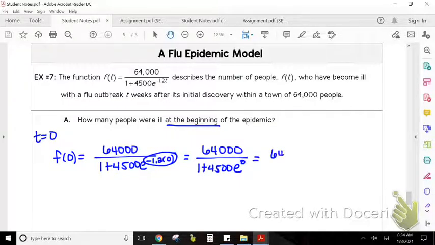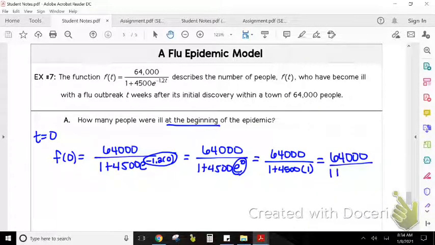Now we're doing just like what we did in the previous one there. 64,000 over, we know we're going to do exponents first. So 1 plus 4,500 times e to the 0. Anything to the 0 power is equal to 1. So 64,000 over 1 plus, and we're going to multiply, so we get 4,500. So we got 64,000 over, add them together, so 4,501.